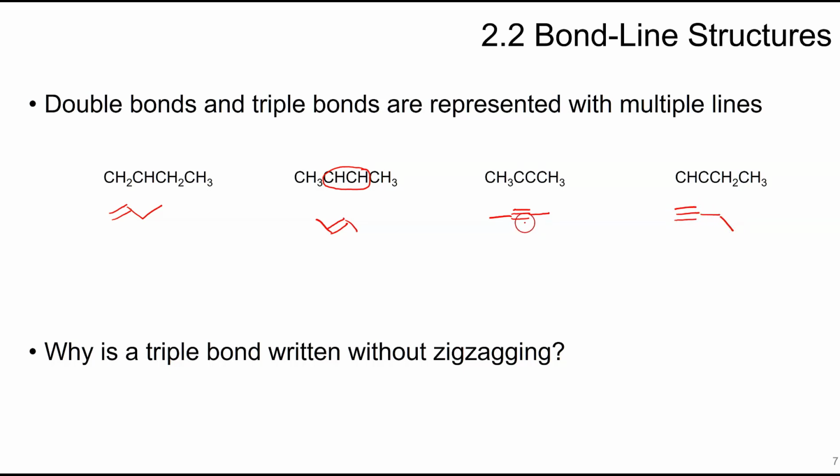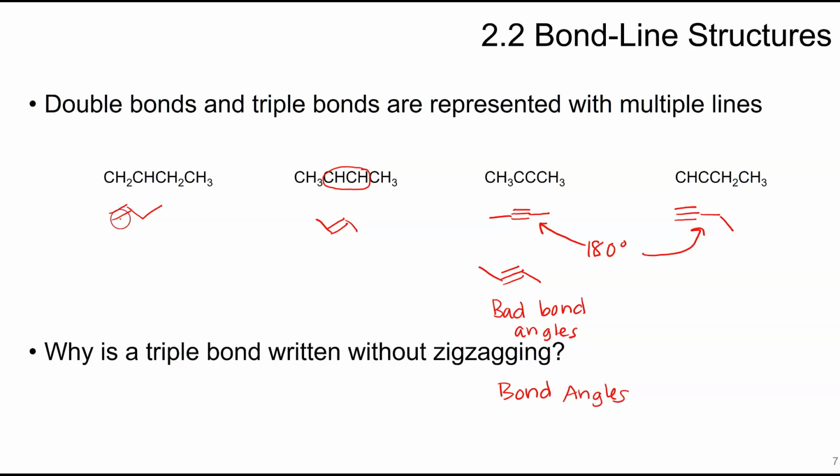and this one is a triple bond CH, C, CH2, CH3. So we want to draw the triple bond this way to show our bond angles. We do not want to draw our triple bond this way. Bad bond angles. So the C triple bond or SP should be at 180 degrees. Same with that one. That is why we draw the triple bond without zigzagging, because of bond angles. So the zigzags show us the 109.5 degrees, or the 120, or the 180.